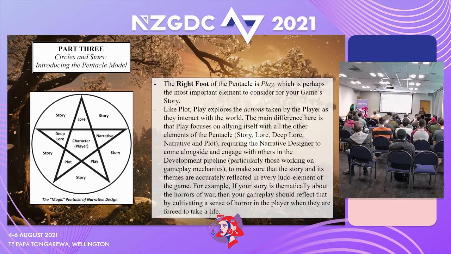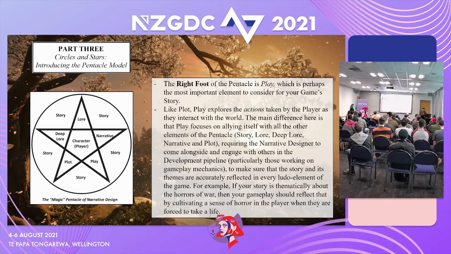And then we get to the right foot, which is play. And this is perhaps the most important element to consider for a game story. Like plot, play explores the actions taken by the player as they interact with the world. The main difference here is that play focuses on allying itself with other elements of the Pentacle model. So story, lore, deep lore, narrative, plot. And it requires the narrative designer to come alongside and engage with others in the development pipeline, particularly those working on gameplay mechanics, to make sure that the story and its themes are accurately reflected in every ludo element of the game.